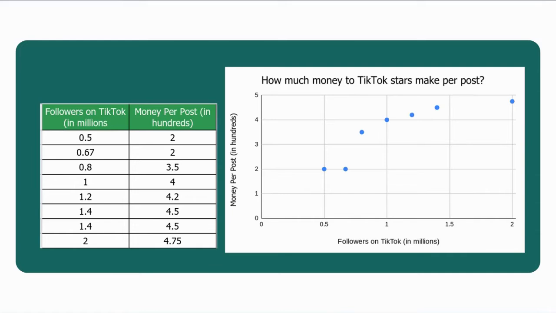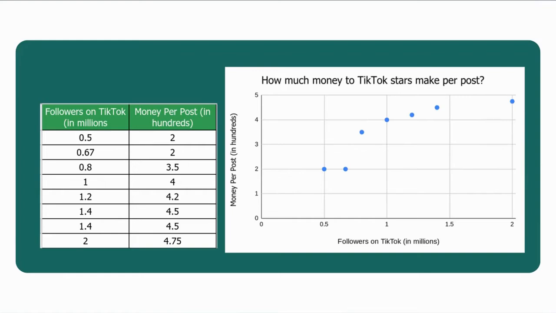Okay, so let's look at the information that was provided for us for this example. We can see that we have a table and a graph, and both this table and this graph represent the same information, which is our x values are all of the followers that these TikTok stars have in millions, and our y values are the money per post that these TikTokers make. So we can see on the table, for example, that if a TikTok star has 500,000 or 0.5 million followers, we can expect that they would make $200 per post.